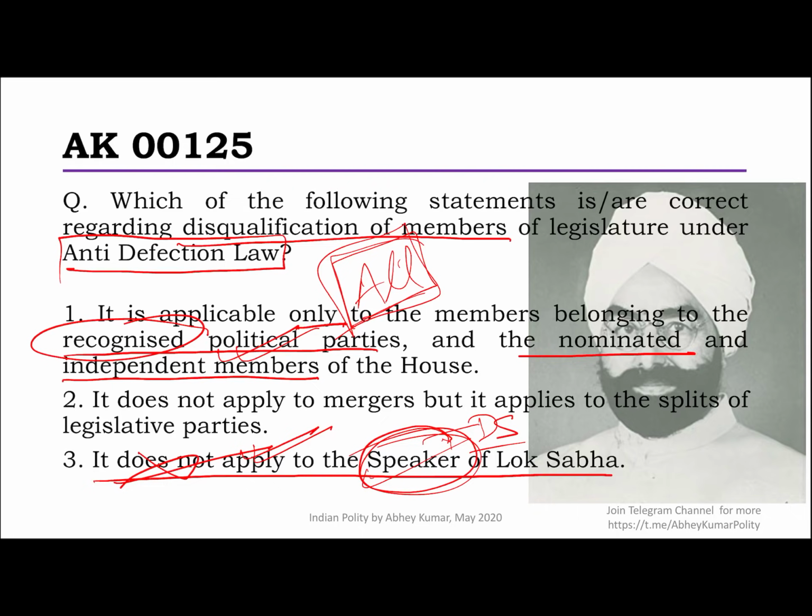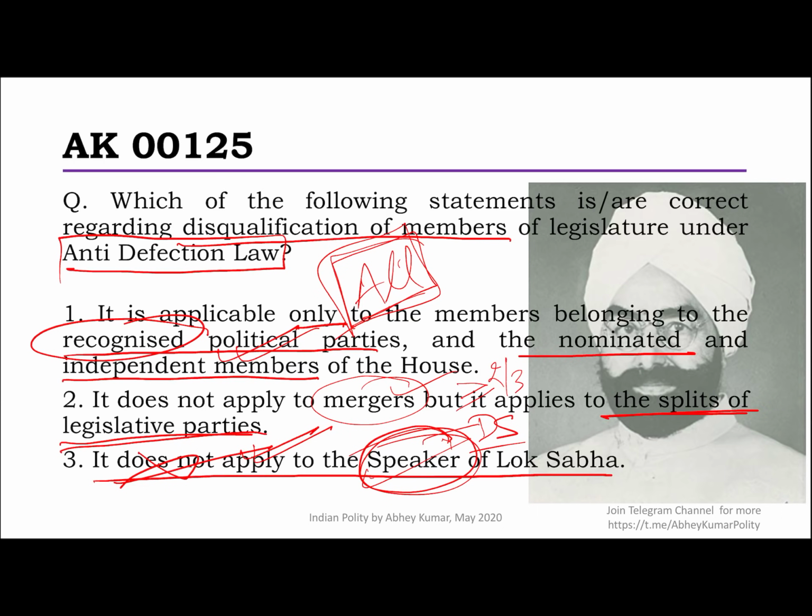So it is very clear that the speaker is essentially, in principle, like all members, any type of members. Then the second statement says it does not apply to mergers, but it applies to the splits of legislative parties. I'm sure you know that yes, mergers, and the merger is defined where not less than 2/3 of the party members break and merge with another party, right? They have to merge also. Earlier splits were also protected. But now the split is not protected.